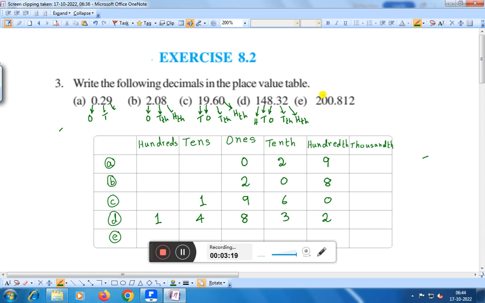Now question number E. Question number E, you see this is ones place, this is tens, this is hundred, and 8 is in tenth, 1 is in hundredth, and 2 is in thousandth place, right? Therefore in ones place we'll write 0.